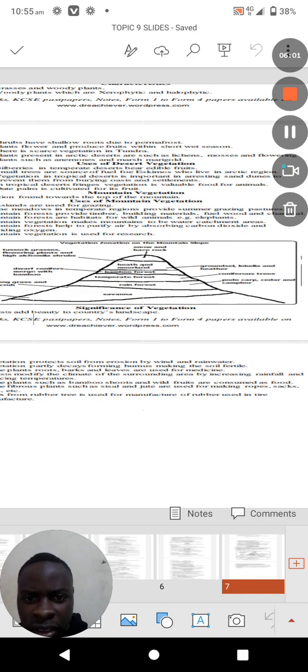Okay, so here we have the mountain zones, where we have the savanna and the rainforest from the lower altitude to the highest altitude, the temperate forest, the bamboo, heath and moorland, and snow.